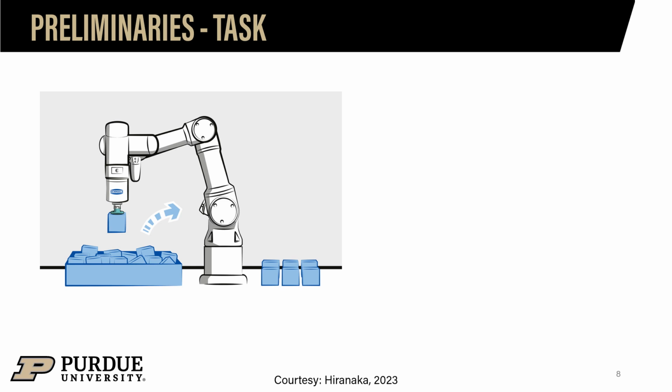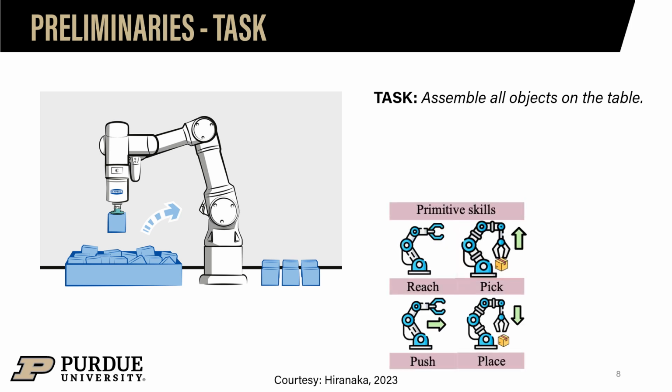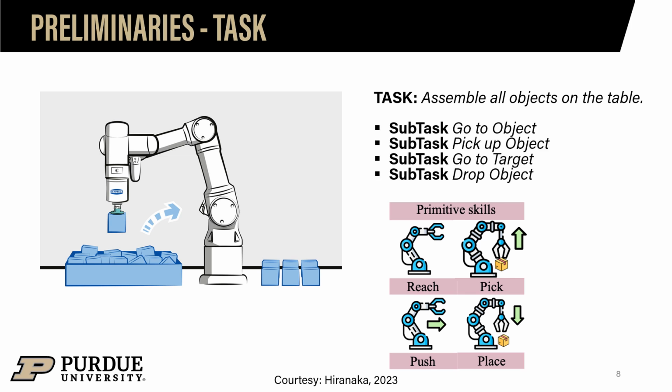Before we begin, let us try to understand the nature of a task. A task is given, such as assemble all the objects on the table. To accomplish this task, the robot has a set of primitive skills, or a priori skills. A combination of these skills would allow the robot to accomplish the task. These combinations become the subtasks, where the first subtask could be go to object, which requires the reach skill. The second subtask could be pick up object, which requires the pickup skill, and so on.